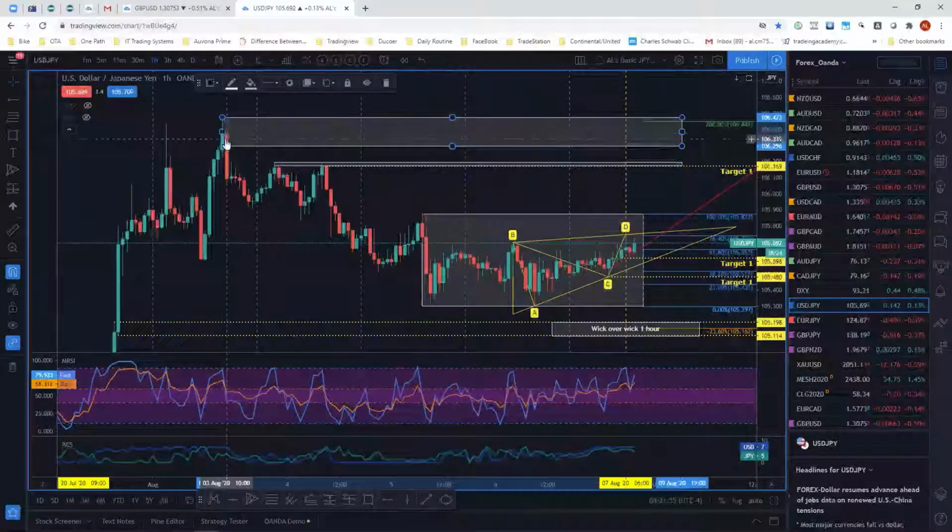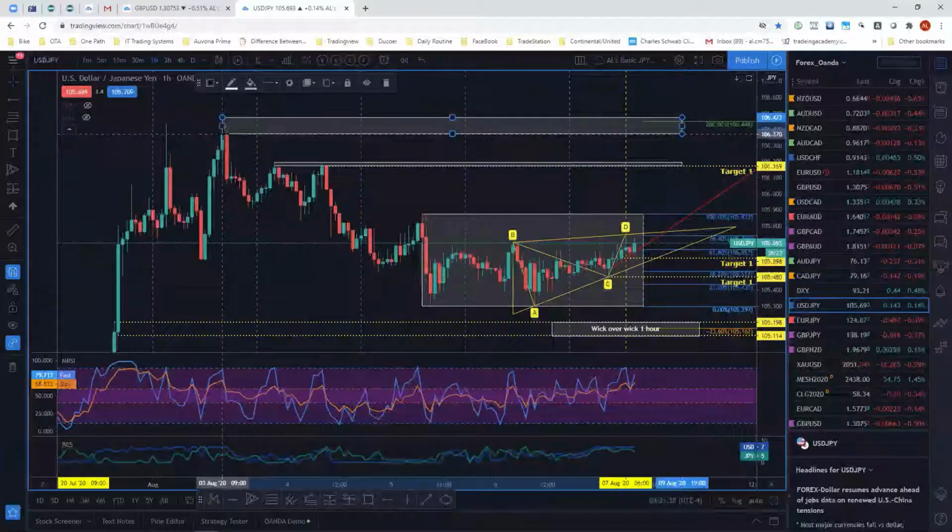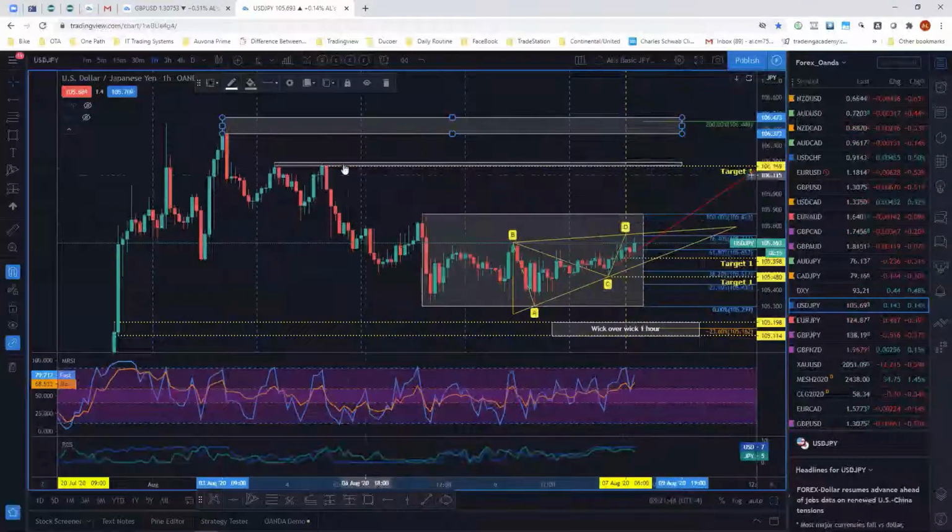If it breaks, comes up, and if it breaks to the top, which is the top of the box, this would be the area of target I'd be looking at.